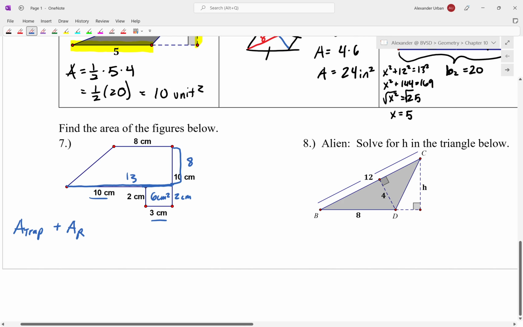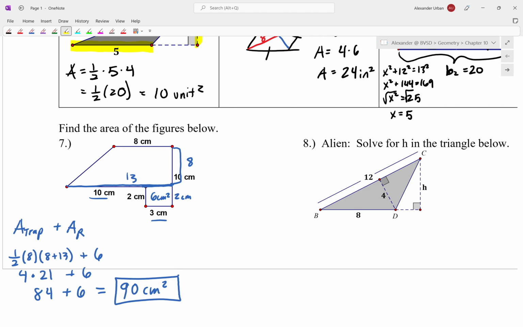So now I have my area of a trapezoid, which is 1/2 times my height, which is 8, times my bases added together. So 8 plus 13. And I'm going to add on my area of a rectangle, which is 6. Half of 8 is 4, times 8 plus 13 is 21, plus 6. That's 84 plus 6, which means my total area is 90 centimeters squared.